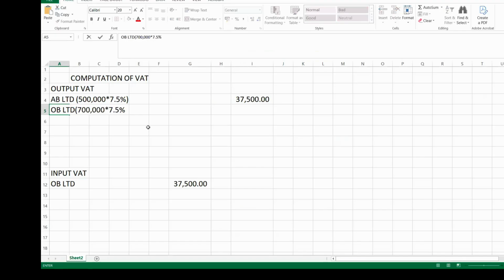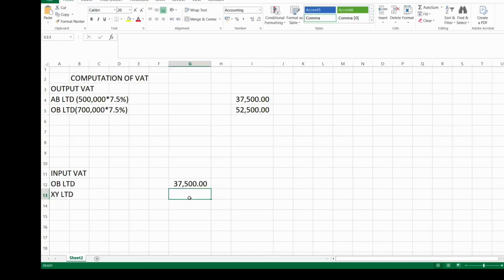So that will give us how much? 52,500. This same amount will become input VAT to SY Limited, the person buying. 52,500 will become input VAT to SY Limited.